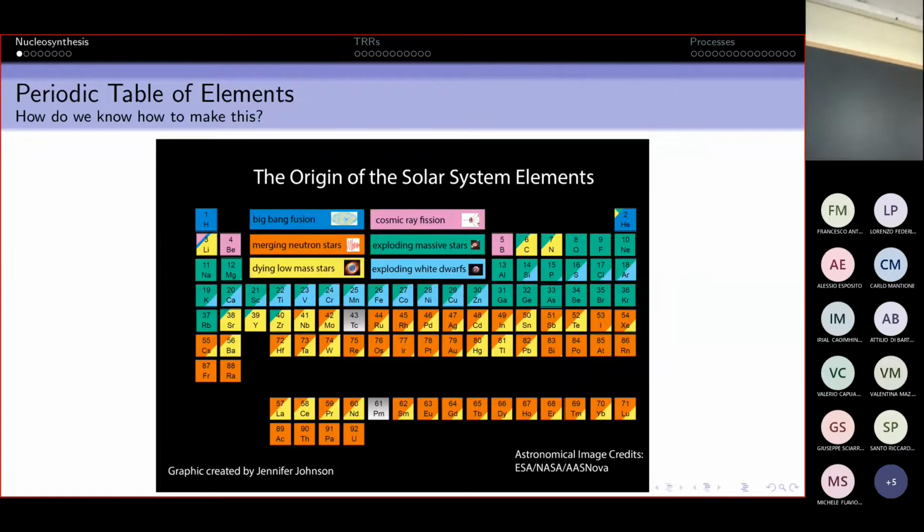Now, once again, this is a periodic table of elements, and they're colored by where we think these elements come from. There are many, many different places that these elements come from. Hydrogen was made entirely in the Big Bang. Helium was mostly made in the Big Bang. A little bit of lithium.